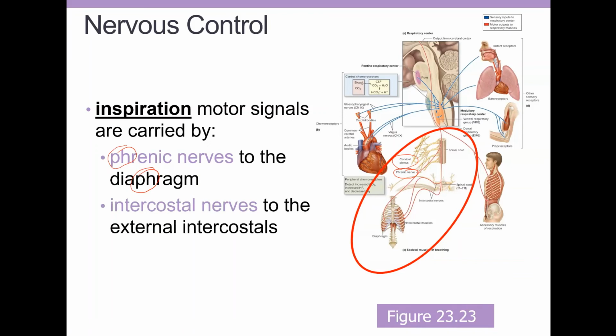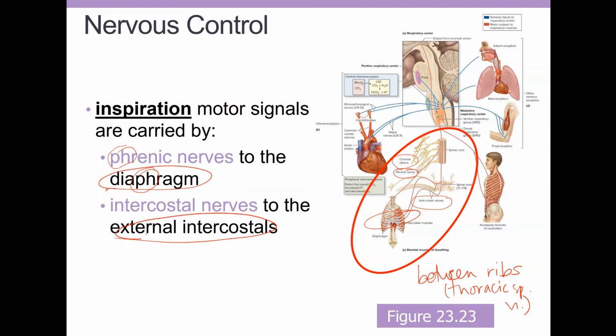And you also have intercostal nerves, if you remember that from 210. Inter means between, and costal means ribs. So these are thoracic spinal nerves, and they run between your ribs. So you see them there. Those nerves are going to go and innervate the external intercostals. So that's how you tell your diaphragm and your intercostals to relax and contract depending on what's going on.